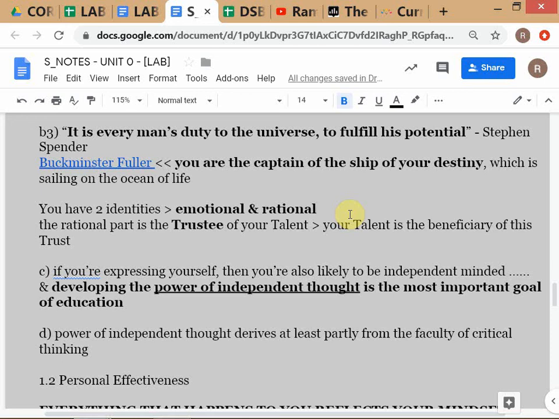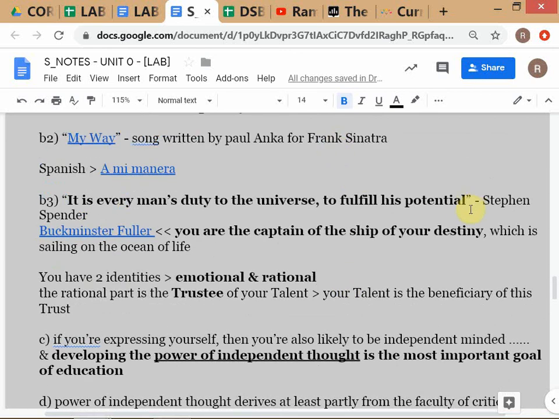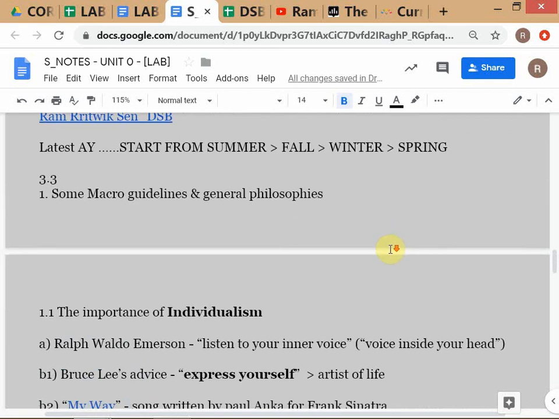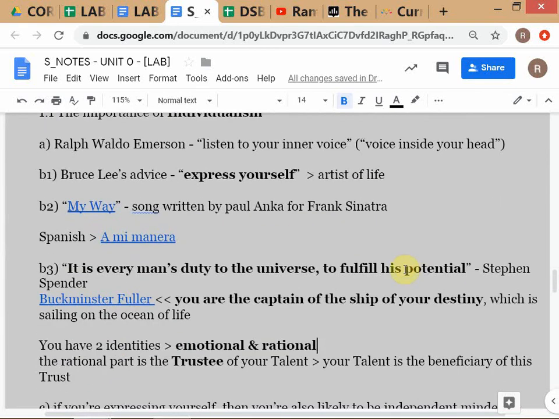You should think about yourself in this way: in my head, I have two parts, the emotional part and the rational part. You should try to be conscious of what the emotional part is saying to you and what the rational part is saying to you. And the job of the rational part is to make sure that you do the correct things which will help you to fulfill your potential, to express yourself.